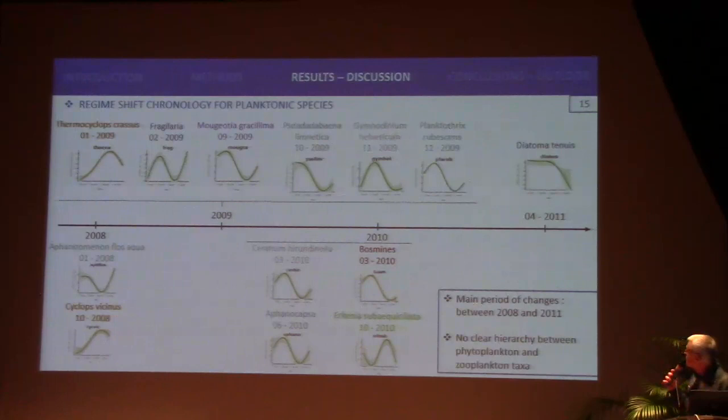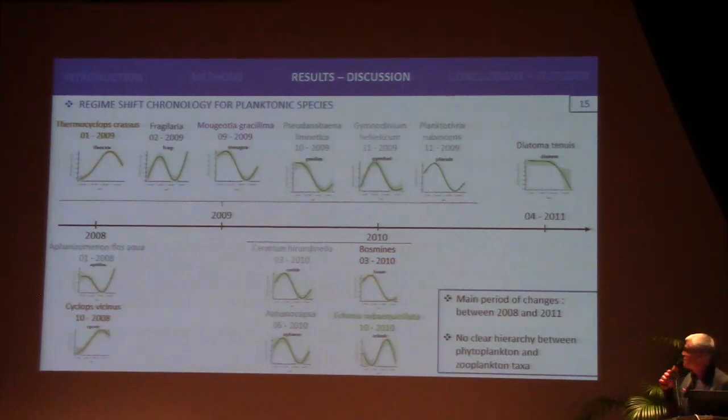And what we tried to do, looking at this change, was to find a chronology, to see if interaction between phyto- and zooplankton could explain a part of this change. Happily, it was not the case, and there was no clear hierarchy between phytoplankton and zooplankton taxa, and we could not really explain these shifts through interaction between the two compartments.